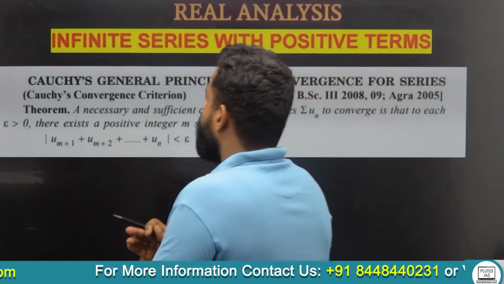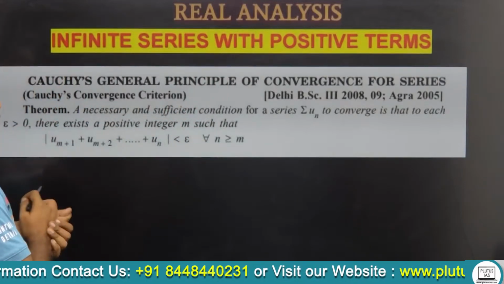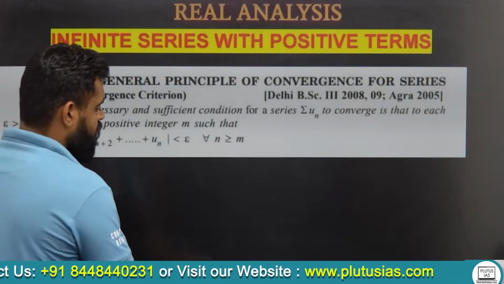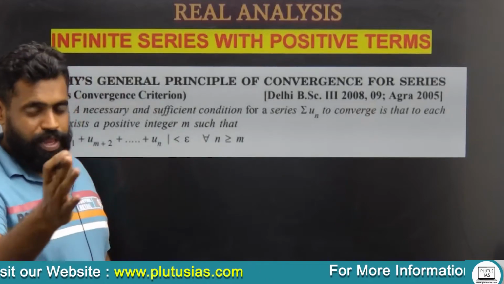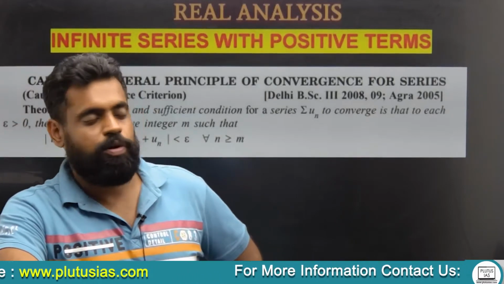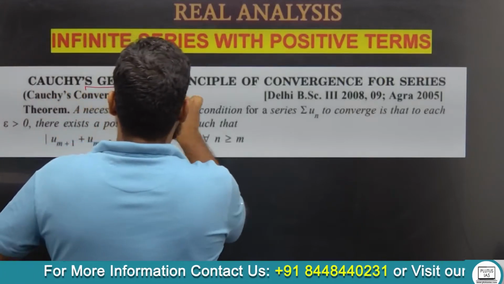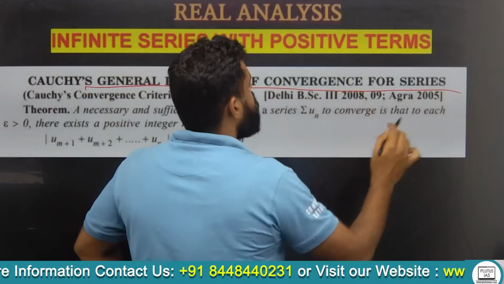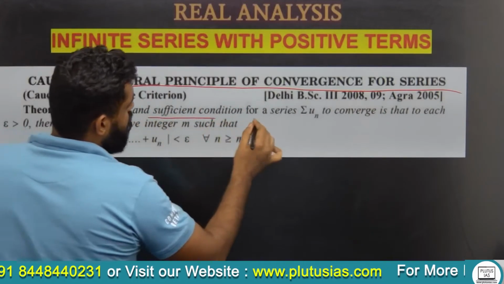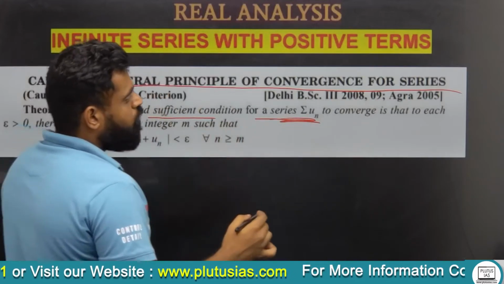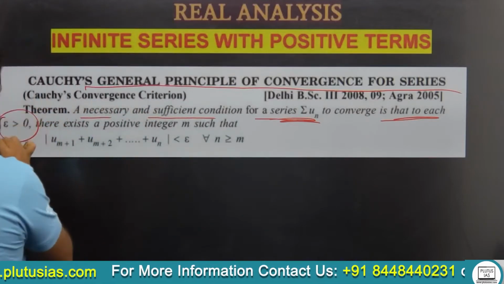Now here comes an important theorem, in fact one of the most important theorems, and a similar theorem we have done in the sequence chapter also, but this time it is the principle of convergence of series: Cauchy's general principle of convergence of series. A necessary and sufficient condition for a series to converge is that for each epsilon greater than 0.